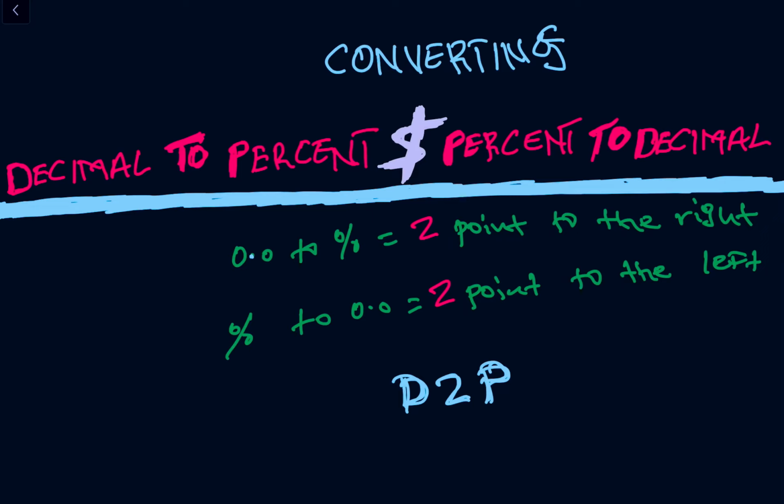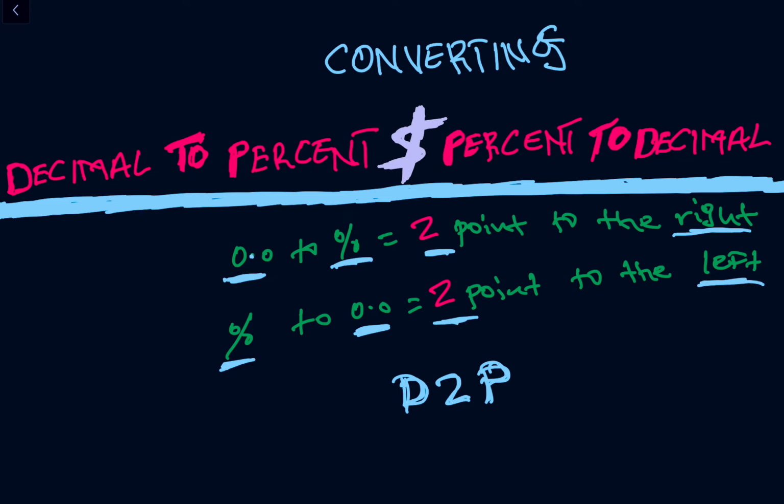Welcome to this tutorial. In this tutorial, we'll be converting decimals to percent and percent to decimals without using a calculator. To convert from decimal to percent, all you have to remember is to move the decimal point 2 places to the right, and to convert from percent to decimal, we have to move the decimal point 2 places to the left.